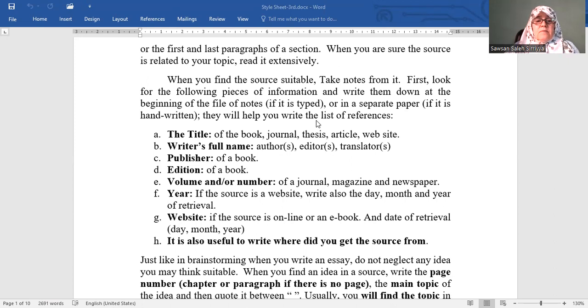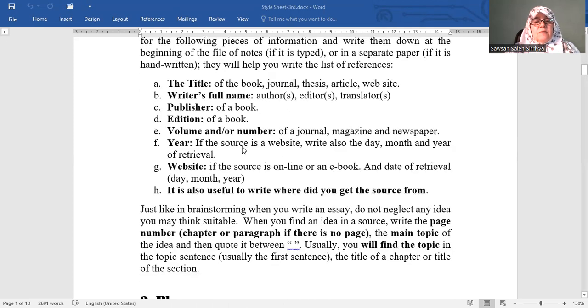How do you take notes? First, look for the following pieces of information and write them down at the beginning of the file of notes if it is typed, or on a separate paper if it is handwritten. They will help you write the list of references. What do you need to write first? You have to open a new file and then you write the title of the book, journal, thesis, article, website, because there are sometimes more than one title. The title of the book and the title of the article, as in the example I showed you.